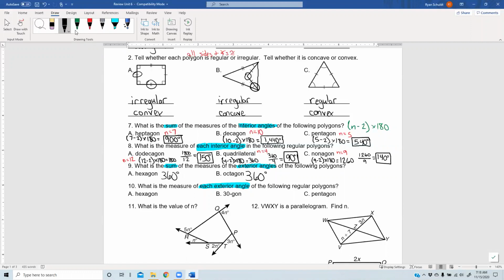Well, we know the total is 360. So at this point, our little formula we can use is just 360 divided by n. For a hexagon, how many sides does a hexagon have? 6. So for this one, we just do 360 divided by 6 and get 60 degrees.